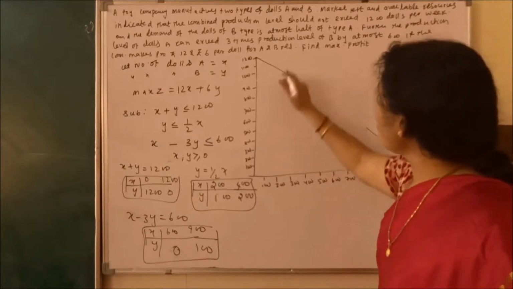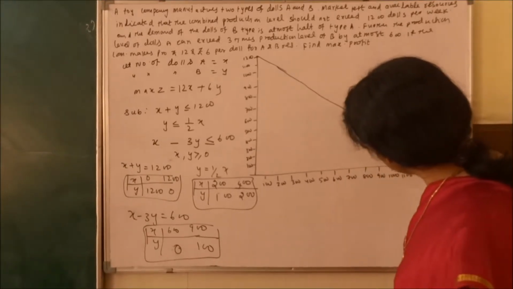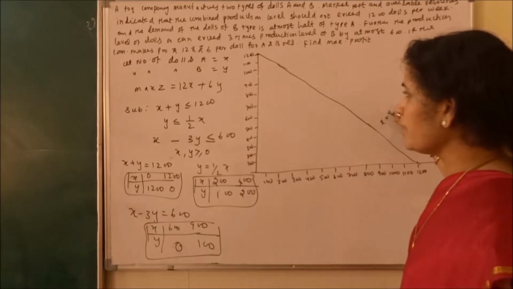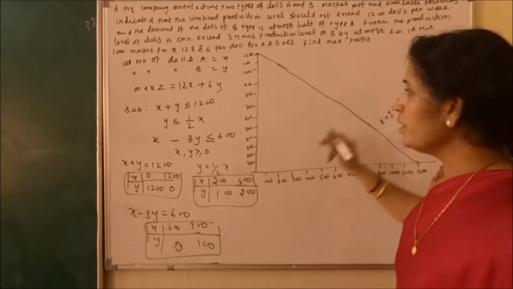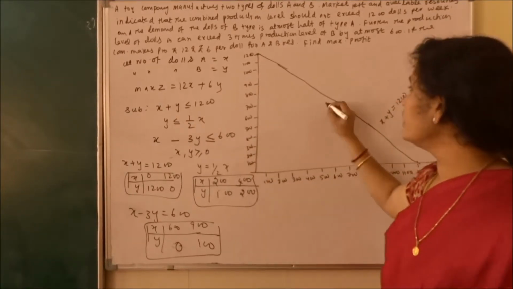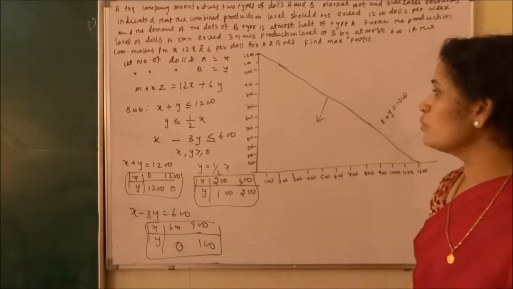So very carefully you have to draw using scale. Okay, this is x plus y equal to 1200. The inequality is less than or equal to, so the shade comes towards the origin.